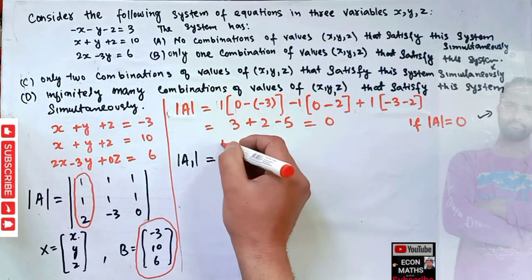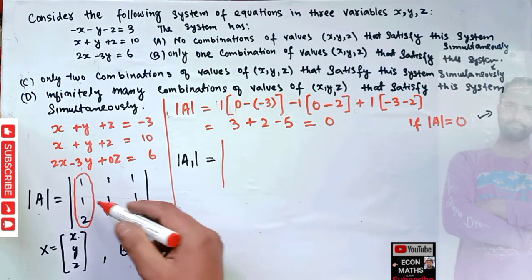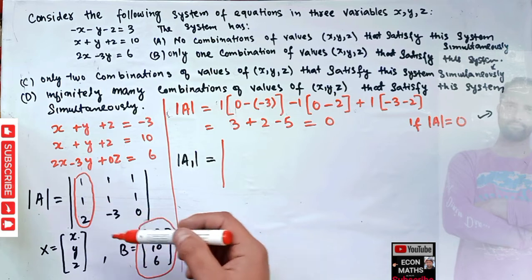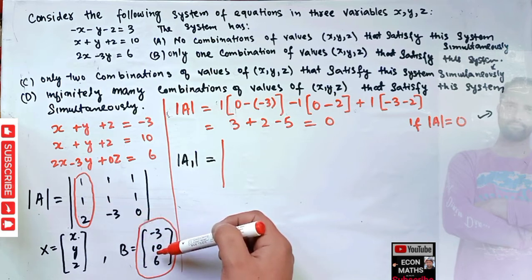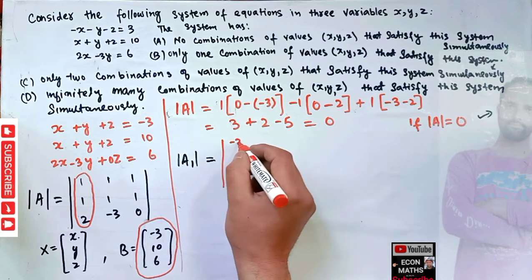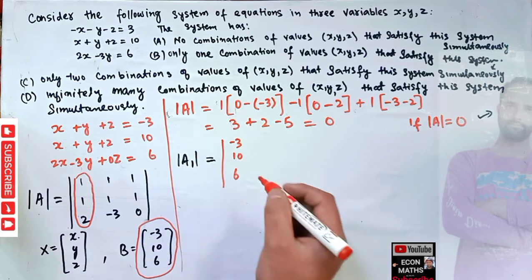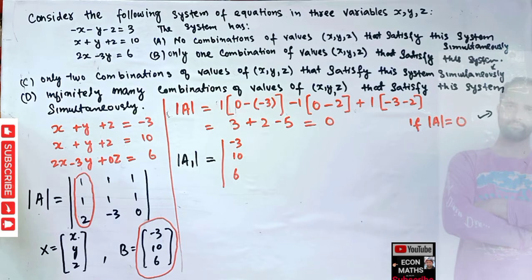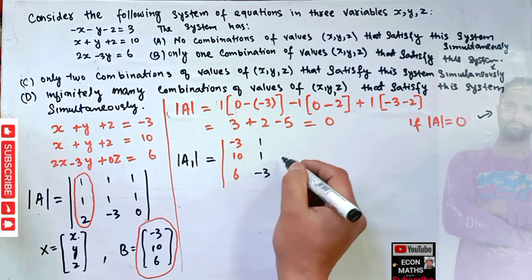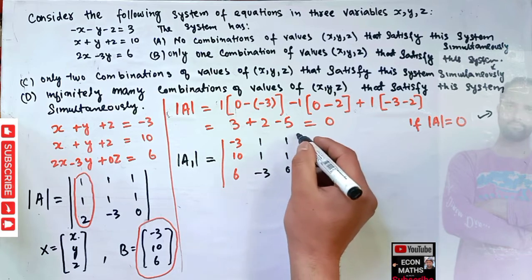Okay, so a1 will be formed by, to find the value of x, just replace the first column, the coefficients of x, with the vector of constant terms. So we have here -3, 10, 6, and the remaining matrix will remain the same: 1 1, -3 1, 1 0. This is our a1.